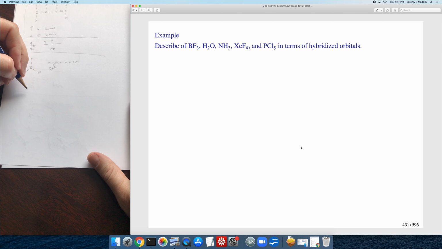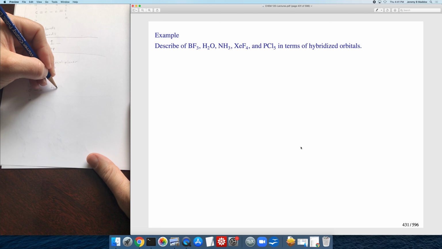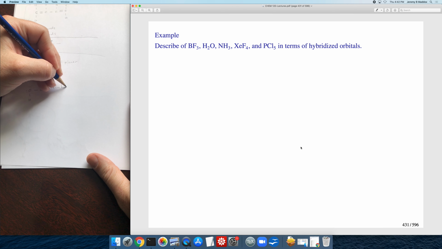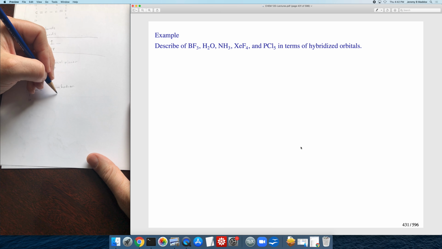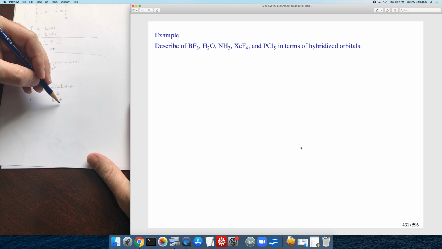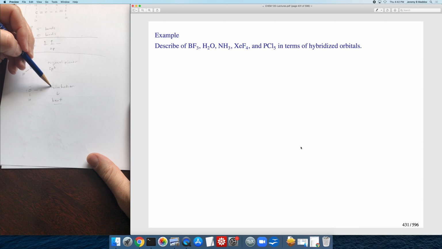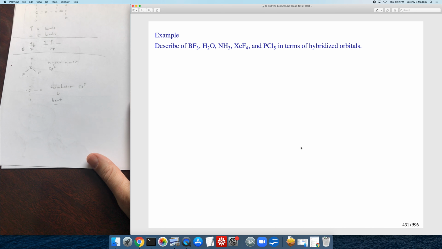For H2O, this is the Lewis structure, right? It's a tetrahedron VSEPR shape. That's the parent VSEPR geometry. But because two of the electron pairs are lone pairs, we say that it's the bent structure or the angular structure. Okay, so that's the molecular geometry, but the parent VSEPR structure is tetrahedron, and so we would classify it as sp3.